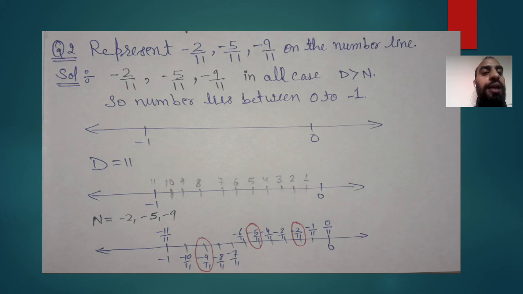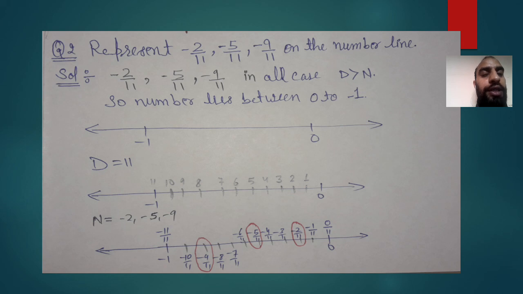Next thing, how many equal parts do I need to make from 0 to minus 1? That is equal to your denominator. The denominator is 11. That means we need to make 11 equal parts. As I did, you can see in the second step, 11 parts. Next step, after dividing into 11 parts, divide all these numbers by 11 by putting a minus sign in front of these. The numerator in the first case is minus 2, then minus 5 and minus 9.